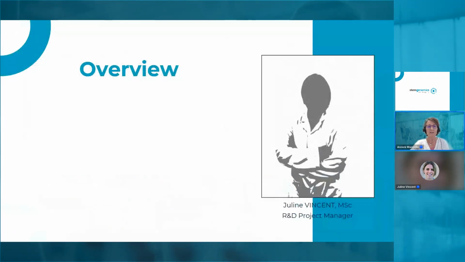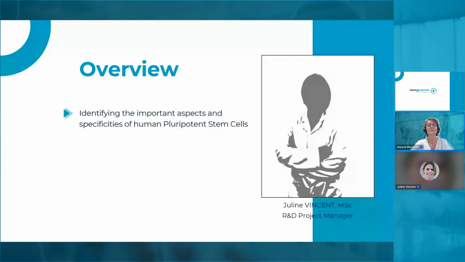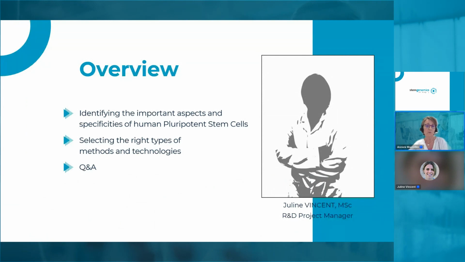So today's webinar is going to be in 2 parts. First, we're going to help you identify the important aspects and specificities of human pluripotent stem cells. The second part will be about selecting the right types of methods and technologies to incorporate in your QC. And we'll see each other again at the end of the session to go through some Q&As.